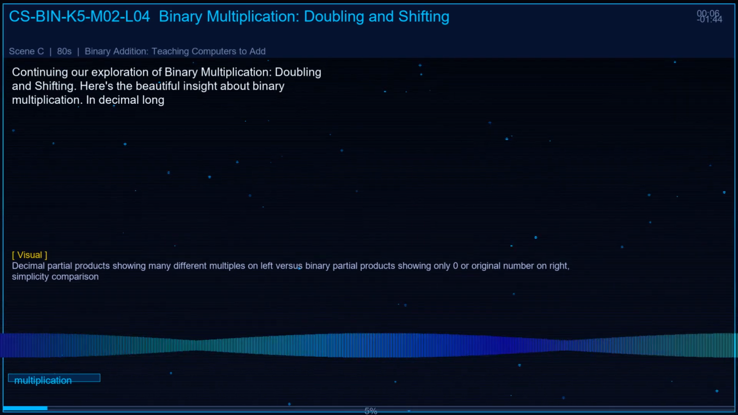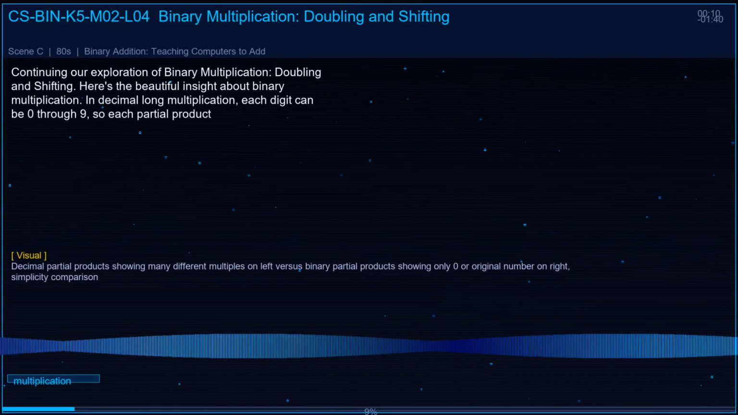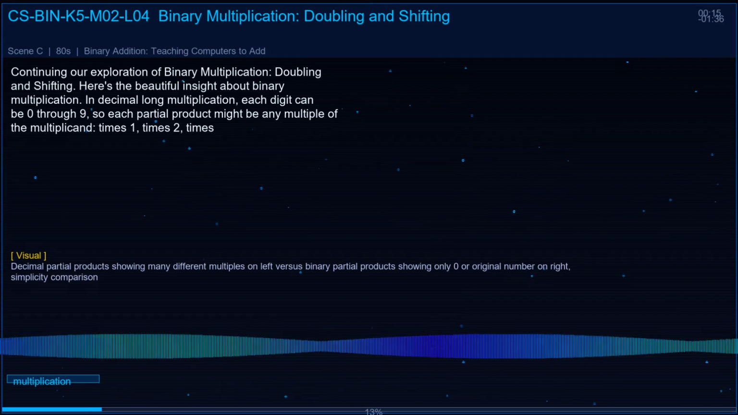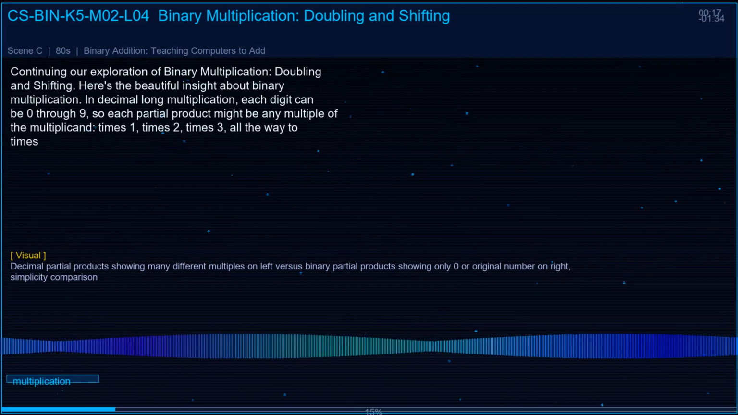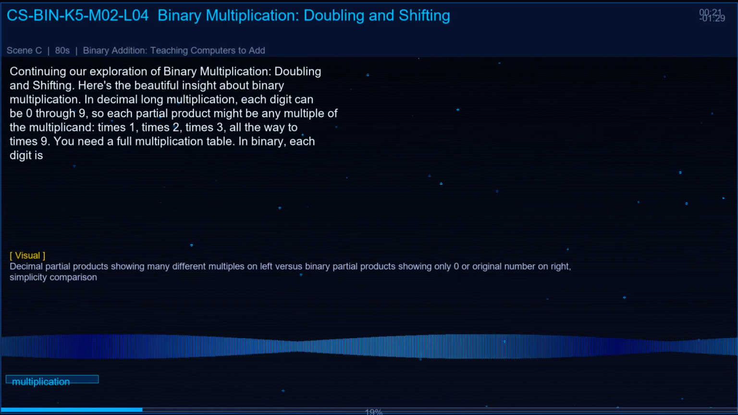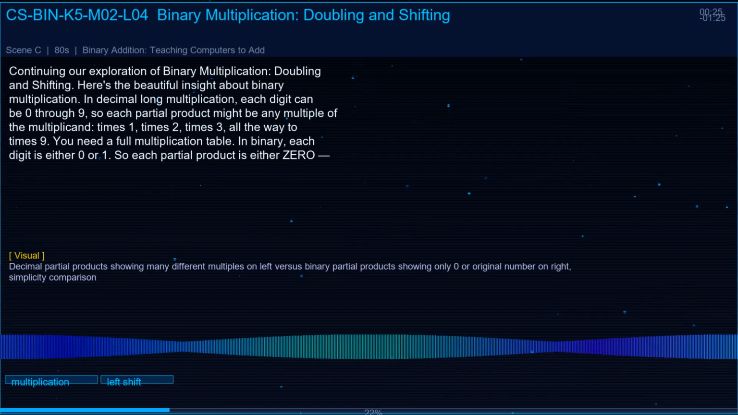Here's the beautiful insight about binary multiplication. In decimal long multiplication, each digit can be 0 through 9, so each partial product might be any multiple of the multiplicand, times 1, times 2, times 3, all the way to times 9. You need a full multiplication table.